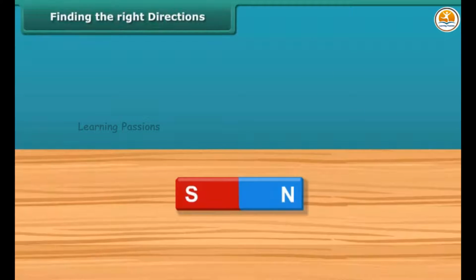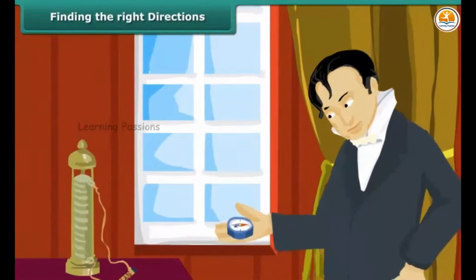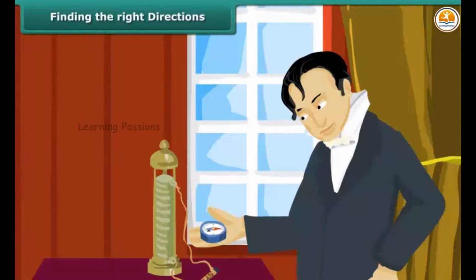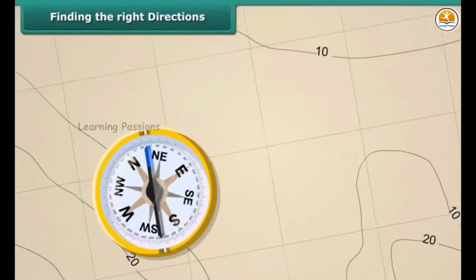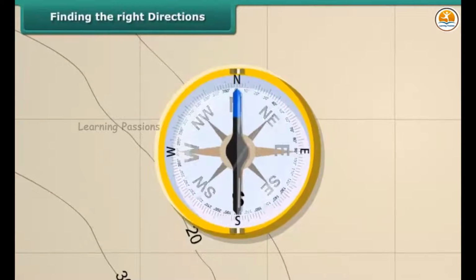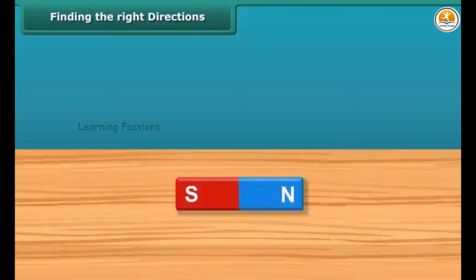Finding the right directions. Once you know about the poles of a magnet, you should also be able to mark the location of the poles. Let us now look at why poles are important to be marked in a magnet. We all know that to find directions we use a compass. This compass has a needle that keeps moving in all directions, but when steadied always points to the south. This helps us in finding directions accurately. This is why we need to mark the poles of a magnet.